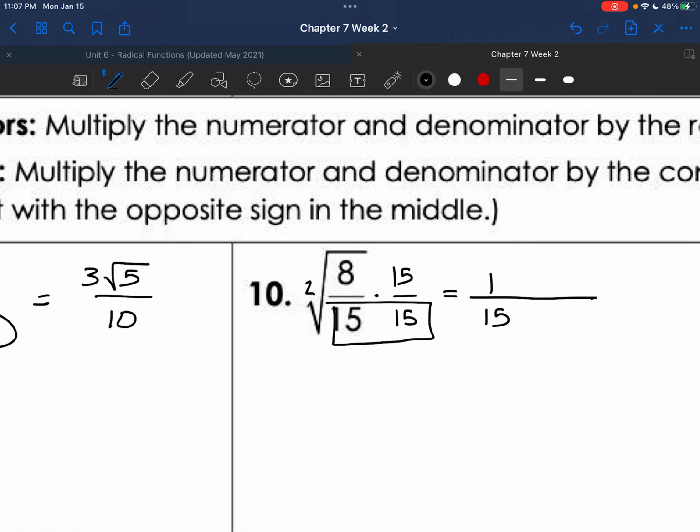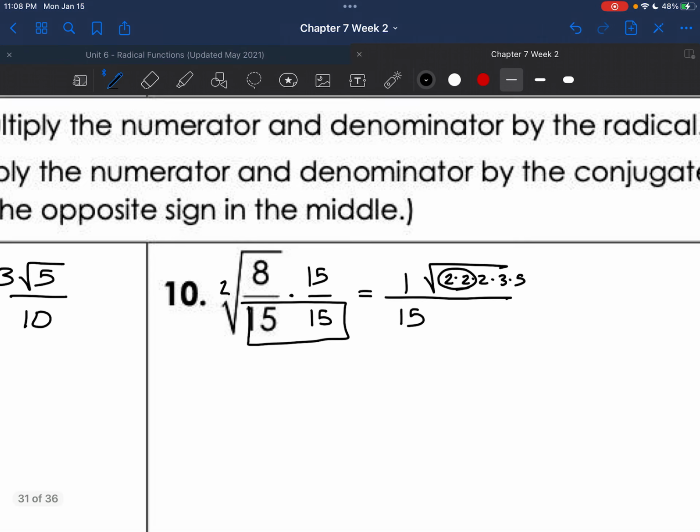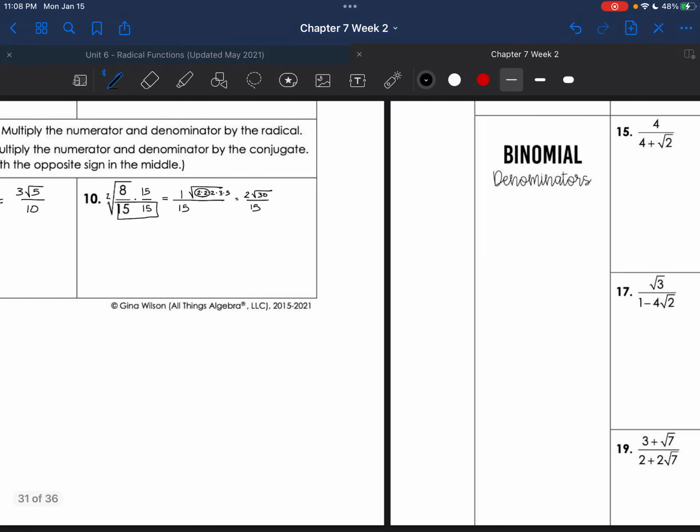Right? On the top, I've got the square root of 8 times 15, so I have 2 times 2 times 2 times 3 times 5. I have a pair that can come out. So now I end up with 2 square roots of 15 times 2 gives me 30. So 2 square roots of 30 over 15 is my reduced answer, or my simplified answer for number 10. Right?